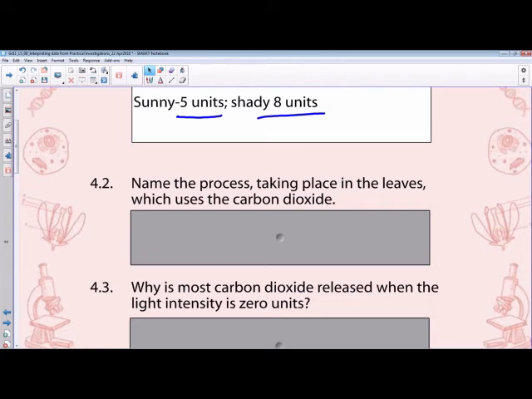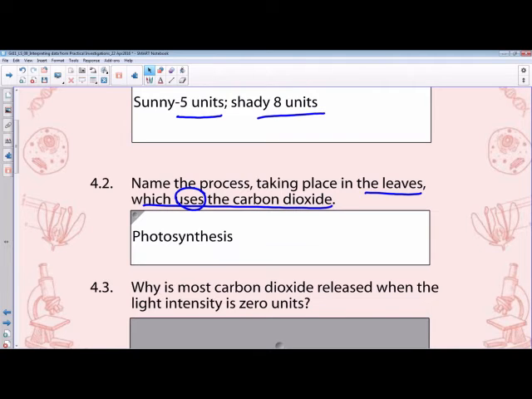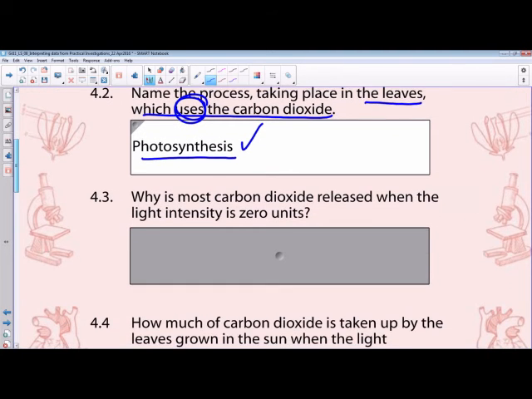4.2. Name the process taking place in the leaves that uses carbon dioxide. Again, uses carbon dioxide, guys, that's simple. We are dealing with photosynthesis. No marks for getting that wrong. It's an obvious question, so I hope you guys got this correct. The process that uses carbon dioxide is photosynthesis. So that's a mark for you.